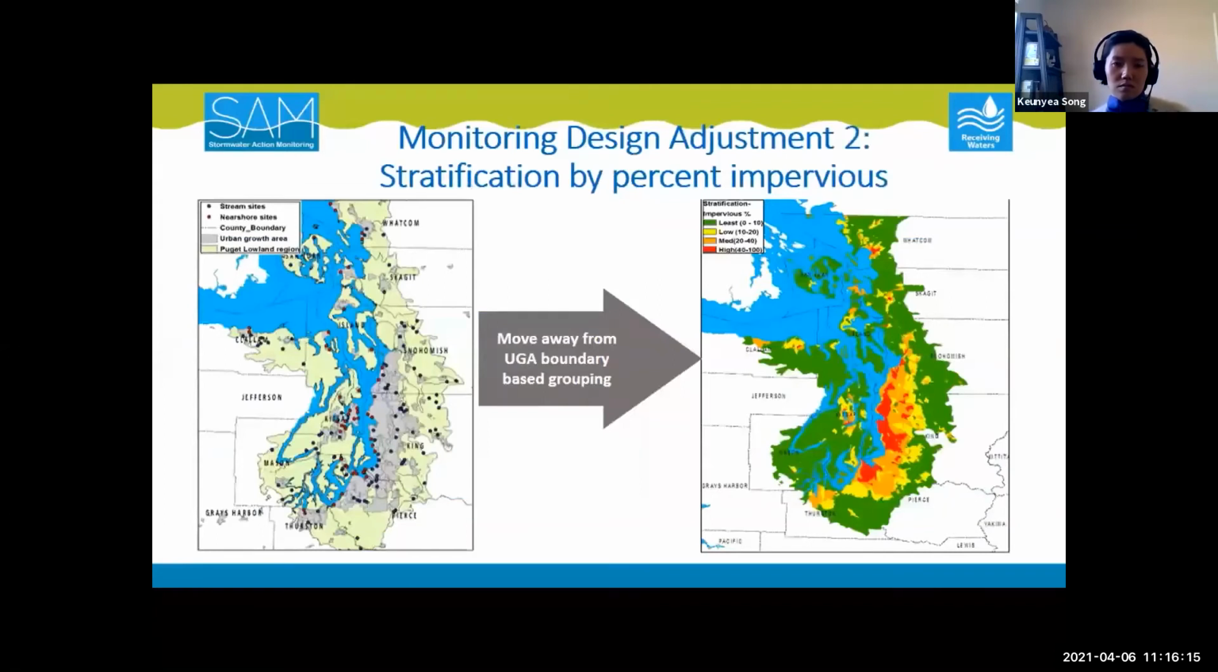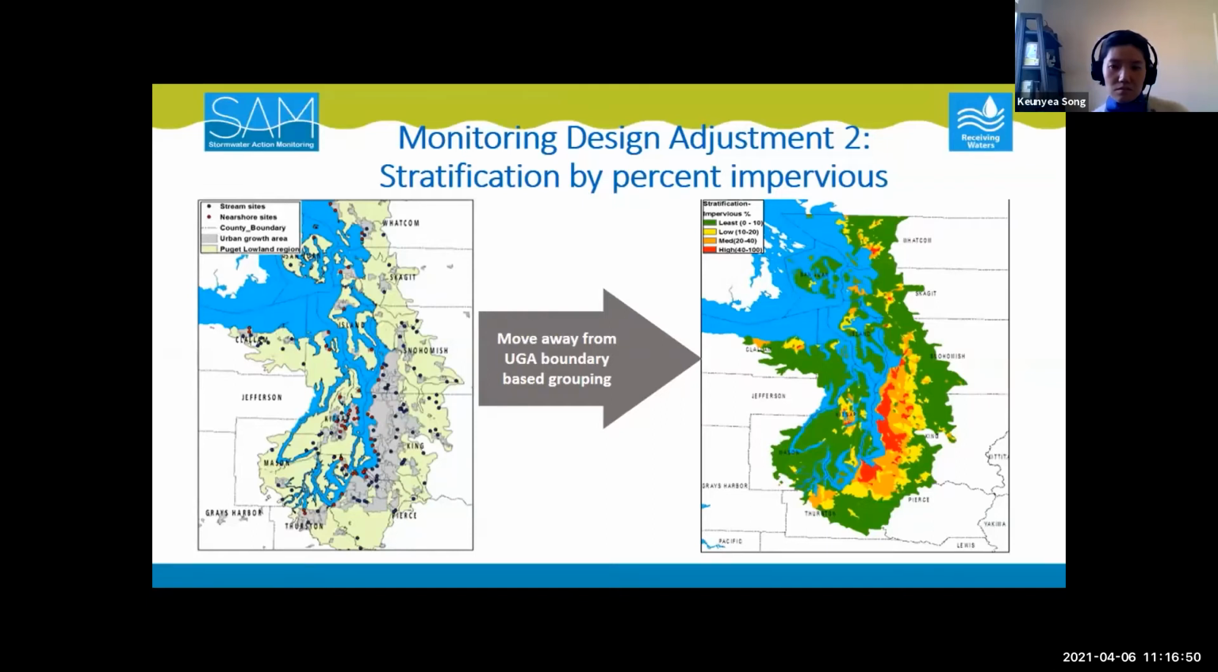The second change is about the way we categorize the area to see the urban gradient. In the previous study, we used the urban growth area, UGA boundary, to differentiate the urban development gradient and also stormwater impact of the region. However, UGA boundary was originally designed to help planning, and it is not a direct measure of any type of development level. So it did not stratify the sampling area very well for us.